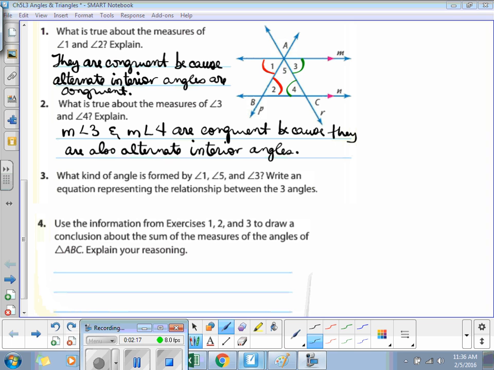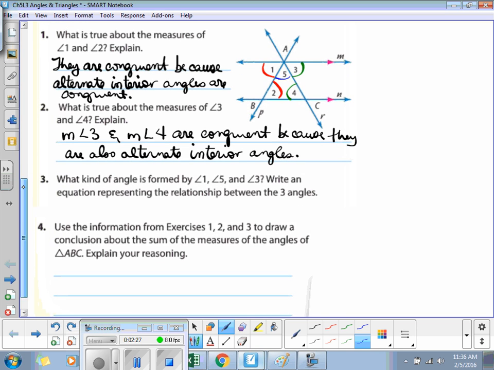Number 3 says, what kind of angle is formed by angle 1, 5, and 3? So we want to know what kind of angle is formed by 1, 5, and 3, and we want to write an equation representing the relationship between those three angles. Now look at those angles. What kind of angle do they form?